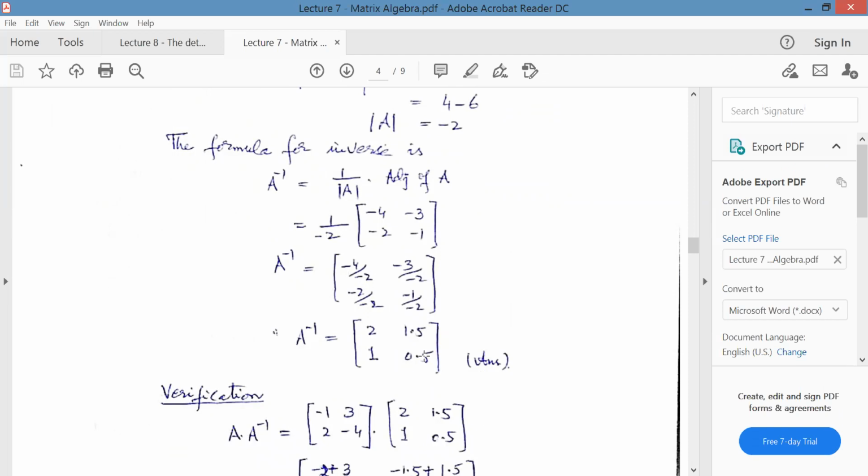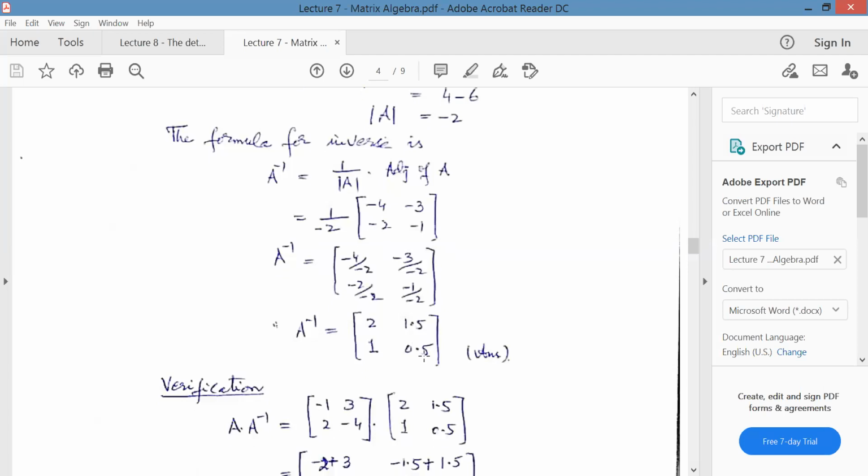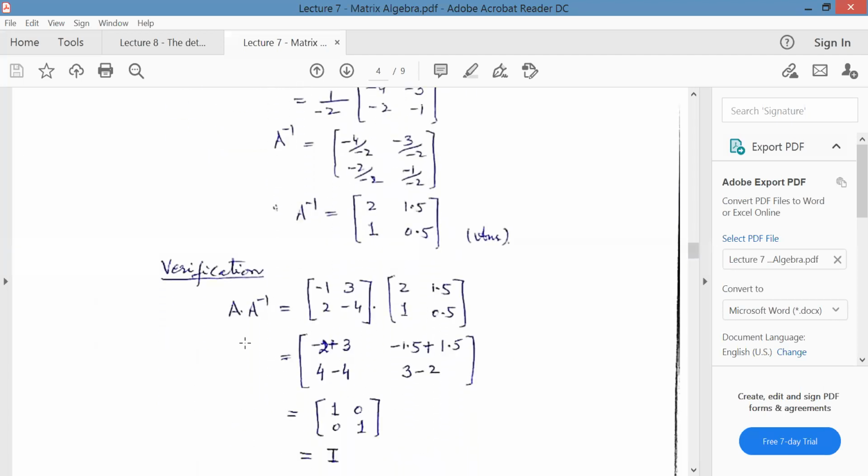Now we want to see whether this answer is correct or wrong. The criterion is that you multiply A with A inverse. So this was your matrix A, and the A inverse you have found is still in front of you on the screen. Multiply these two. I have told you how to multiply. Take the first row of the first matrix and multiply with the first column of the second matrix. Minus 1 will be multiplied with 2 and 3 will be multiplied with 1. Then minus 1 will be multiplied with 1.5 and 3 will be multiplied with 0.5. I am writing here after multiplication. 3 into 0.5 will be 1.5.